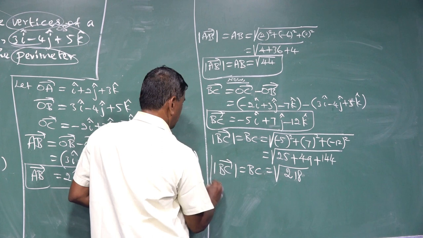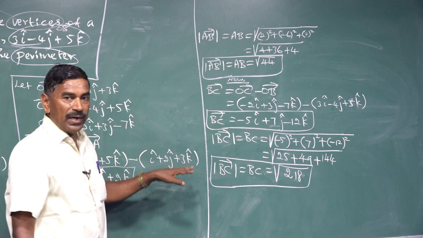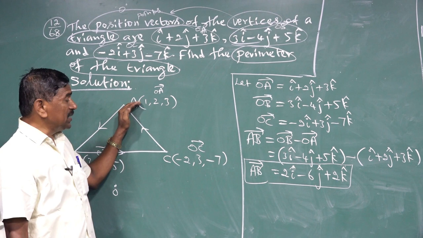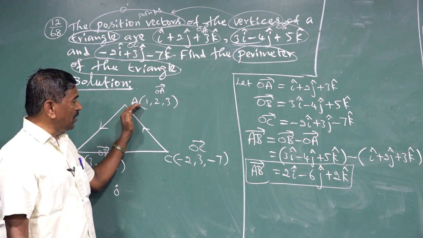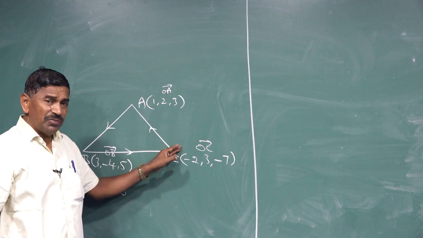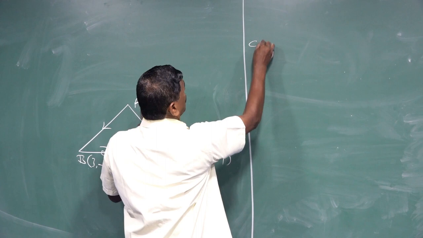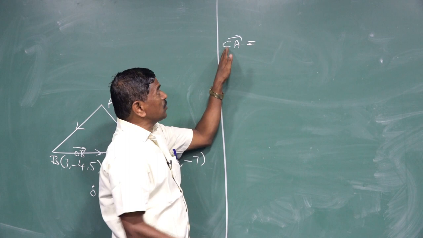Similarly, I want to find the third side. What is the third side? Modulus AB vector and modulus BC vector are completed. Next, I want to find modulus CA vector. To find modulus CA vector, first I want to find the CA vector, then modulus CA vector. One can find AC vector also, no problem, because we are finding distance. Let us consider in cyclic order, A to B, B to C, C to A, that is the CA vector. Now listen, CA vector is equal to second minus first, OA vector minus OC vector.